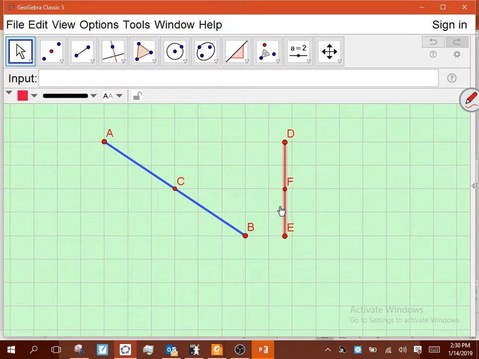Okay. If I were to do this, so those two midpoints, F and C, land on top of each other, would you guys make the argument that the red segment is bisecting the blue one? It goes through the blue one's midpoint, right? Is the blue one bisecting the red one? Because it's going through the red one's midpoint, right? So those two segments bisect each other.